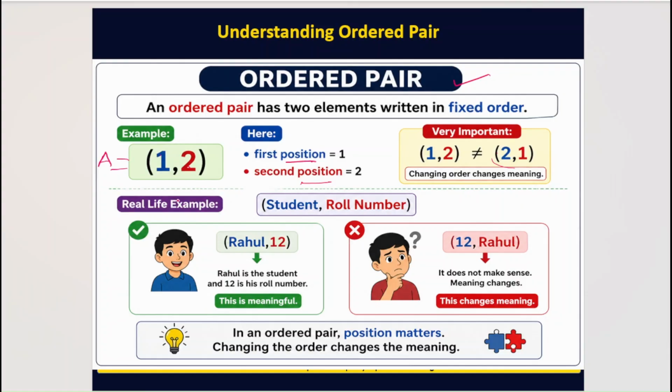Again, a real life example: suppose you are a student of any +2 class, right? First your name will be written, and then your roll number will be written in general practice. So the ordered pair will be (student, roll number). It is not in correct order if the roll number is written first and the name second, because it will make another meaning. So in an ordered pair, position matters; changing the order changes the meaning.